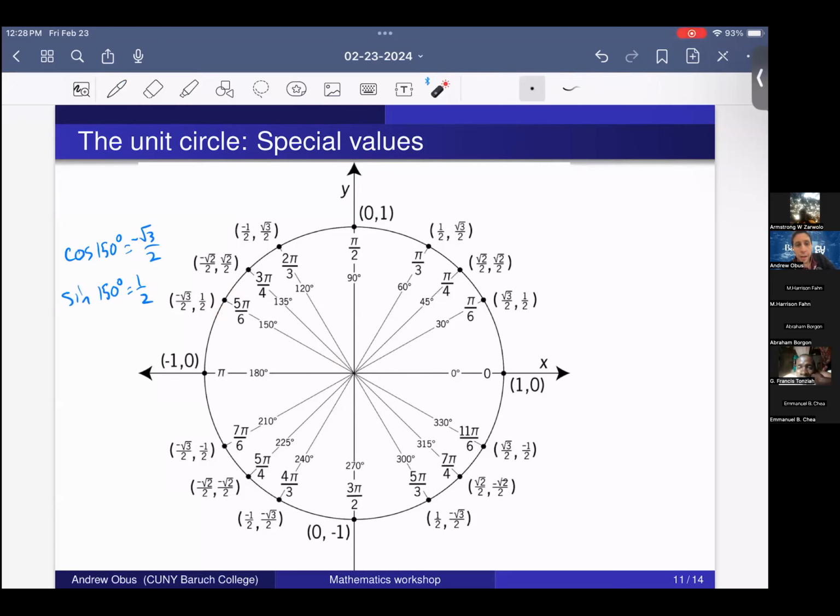Okay, so any questions on this basic application of the unit circle, how it works to define trig functions for every angle?